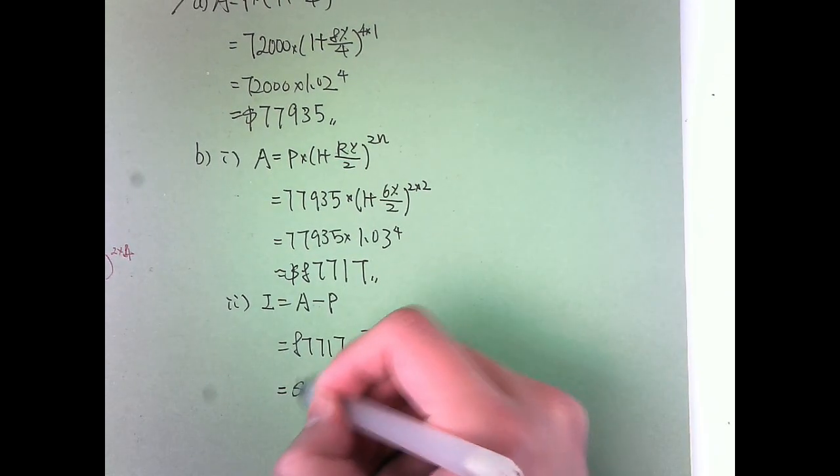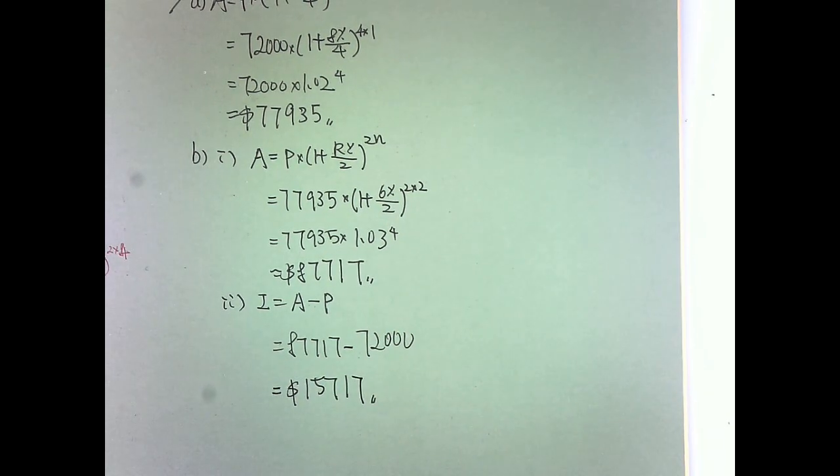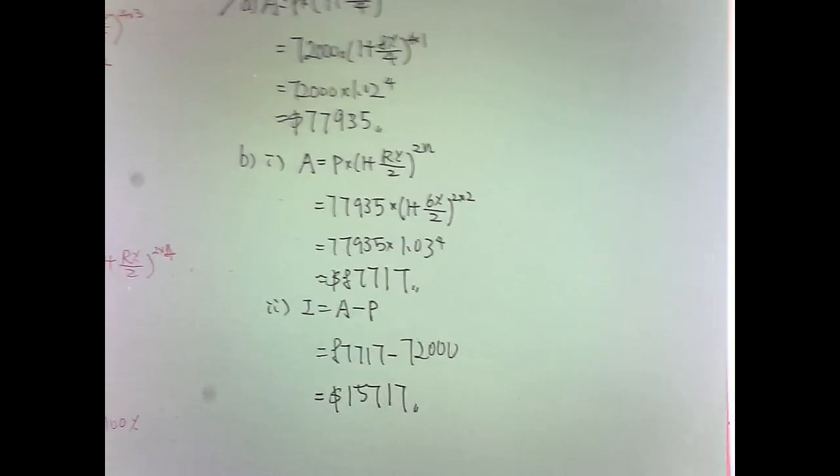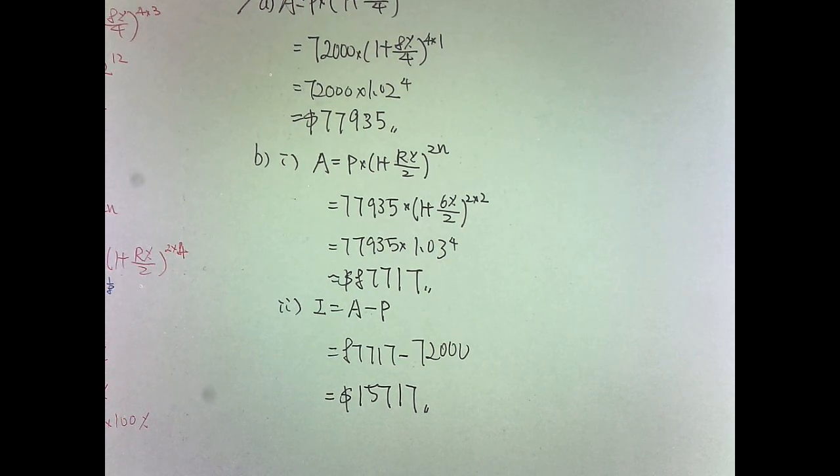So here, 15717. Understand? Yeah. So I finish some of the stage 1 questions. Now you do the rest of the stage 1 questions. Understand?